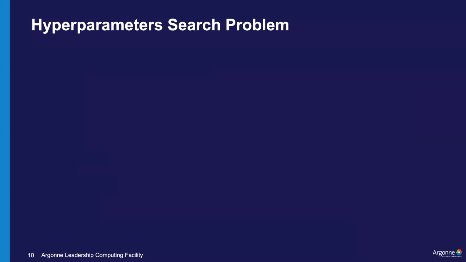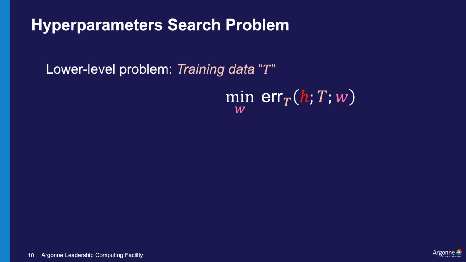Let's formulate the hyperparameter search problem. We have two levels. The lower level problem is to train the neural network on training data, described with the letter T, where we minimize the error defined by the user, for example, accuracy or mean squared error. We minimize the error for a given set of hyperparameters, H in red, on the training data. And for this, we look for the best weights of the neural network. This is what we learn.